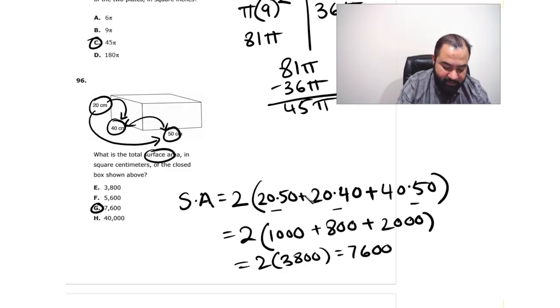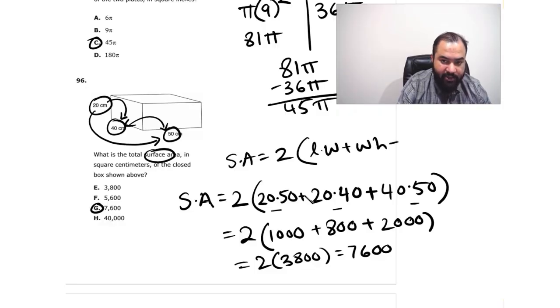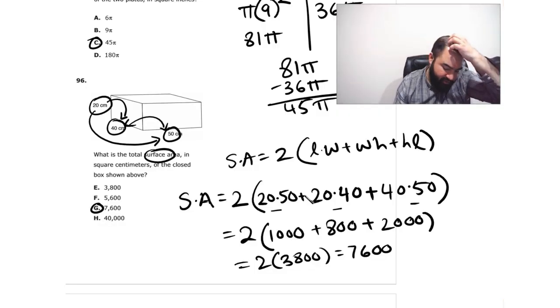So technically what I'm doing is, for surface area, 2 times the length times the width, plus width times the height, plus height times the length. Like you switch them around and you multiply. That's very simple.